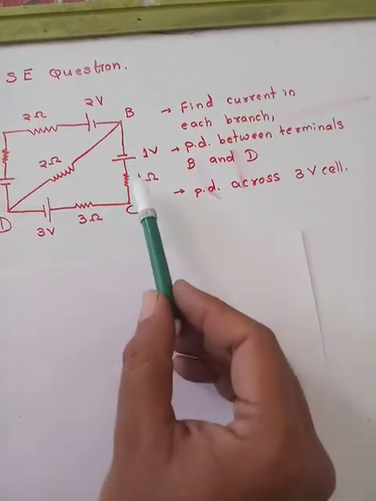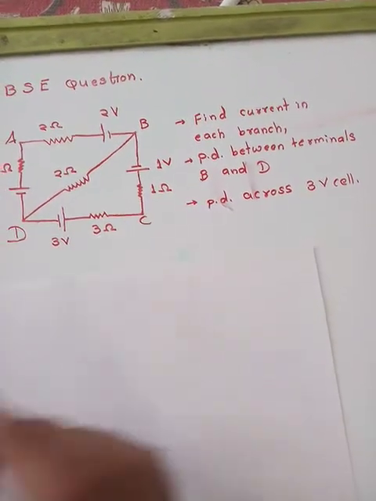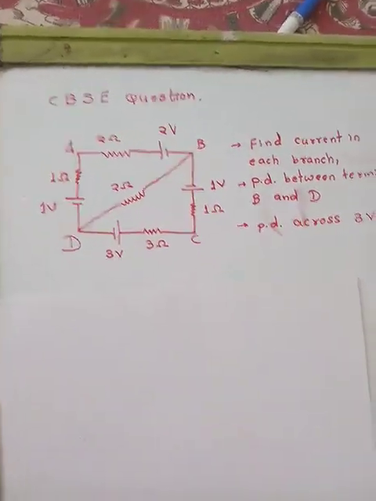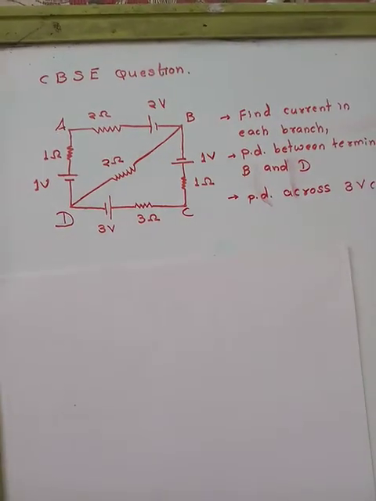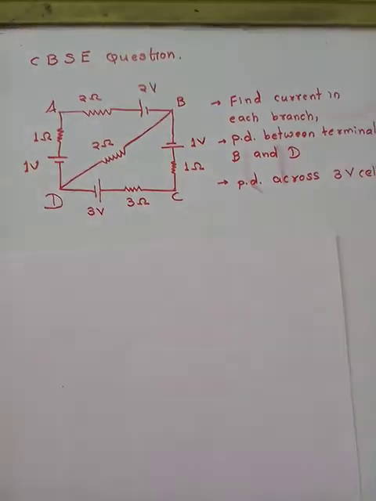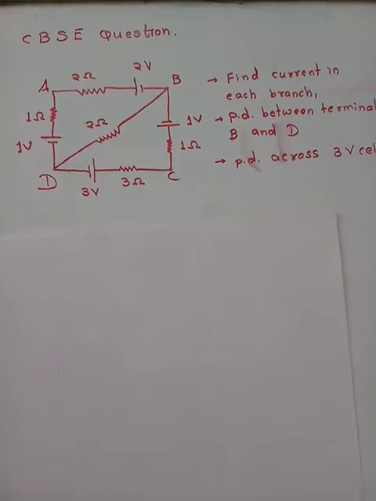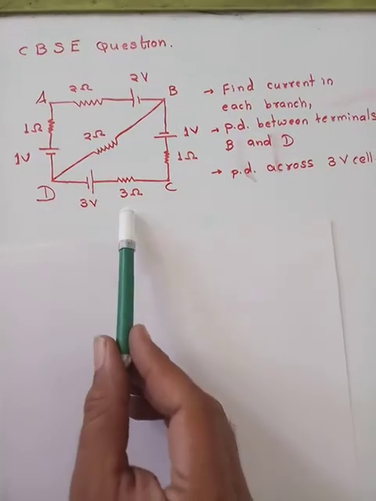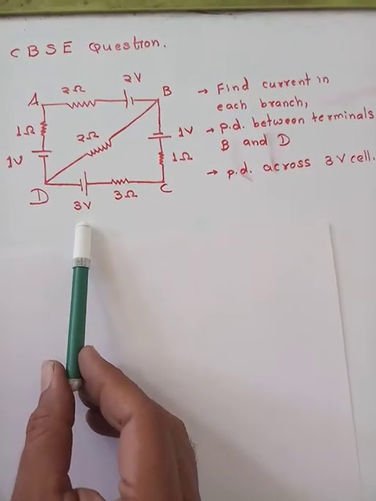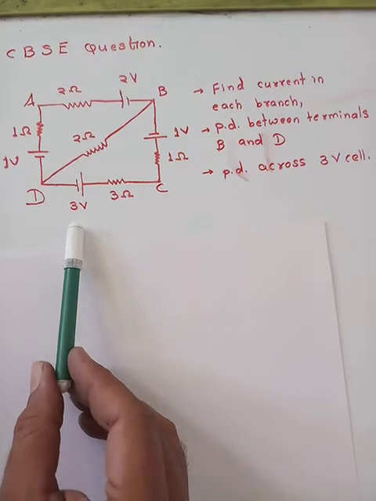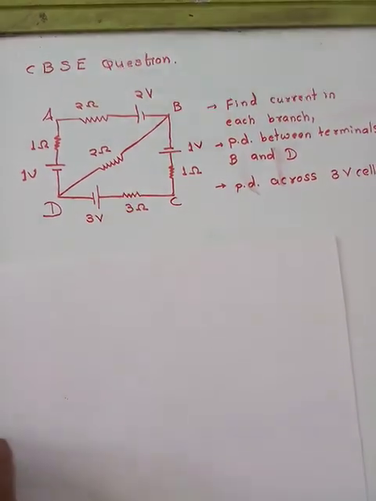Now these resistances, 1 ohm, 2 ohm, this 1 ohm and this 3 ohm, they are the internal resistances of these cells. Internal resistance means they are not connected from outside. The cells themselves have got these resistances. That means actually this 3 ohm resistance is located inside the cell. So whatever calculations you have to do for the cell, we will have to include this 3 ohm resistance.